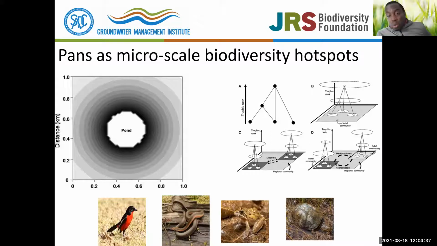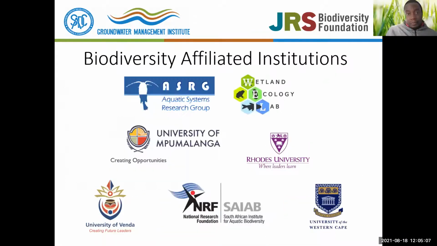And then the other element that results in this high biodiversity is related to the fact that most terrestrial taxa tend to use these systems for their everyday lives, and also for their breeding. So it depends on which species you are looking at.